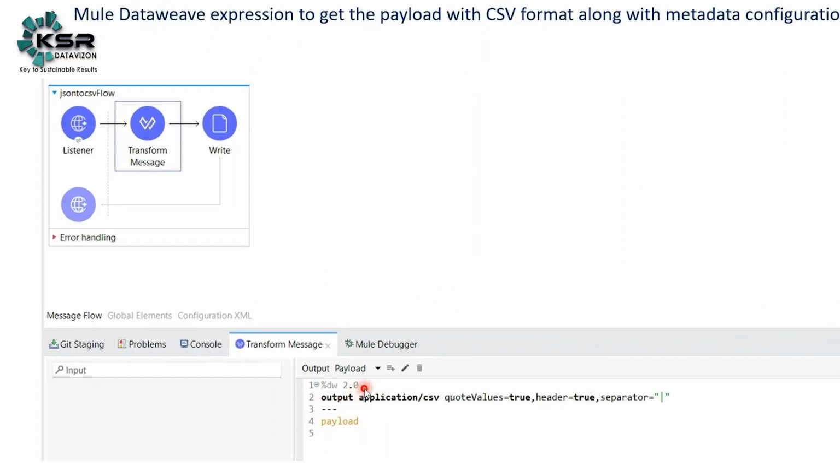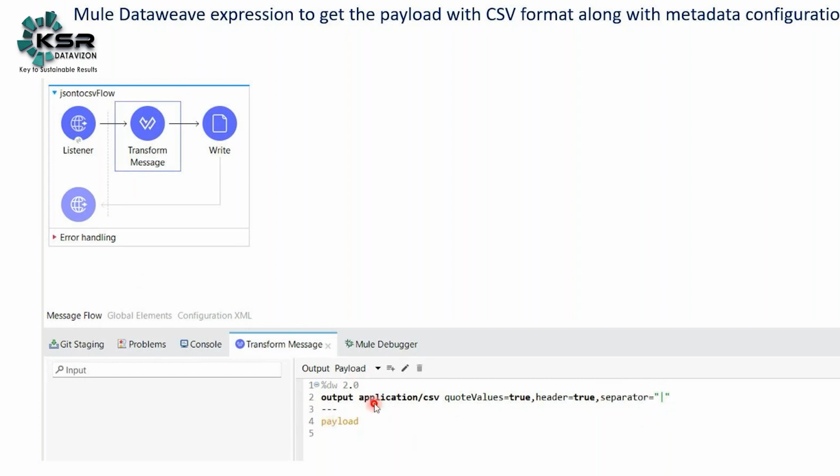Okay, so this is a standard format, DataWeave expression 2.0 for Mule 4. If it is Mule 3, we will use 1.0. So this is not going to change, the first line, and output it is not going to change. And what is the format I am going to write? I am going to write the application data in CSV format, application slash CSV, and quote value will be there or not. Yes, it has to be true. And headers, whether headers are coming or not. Yes, it is true. And the separator, what is the separator or delimiter I am going to use? I am going to use pipe.